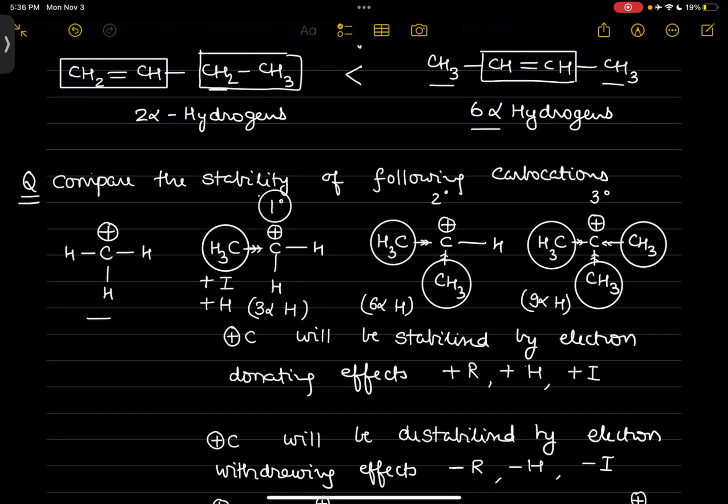Primary means that the carbon where the plus charge is present is connected to one carbon. Secondary, right? Tertiary, right? Tertiary means a carbon carrying the positive charge connected to three carbons.